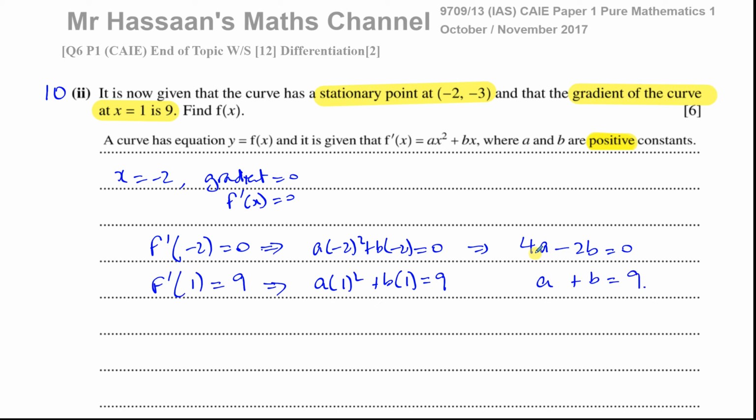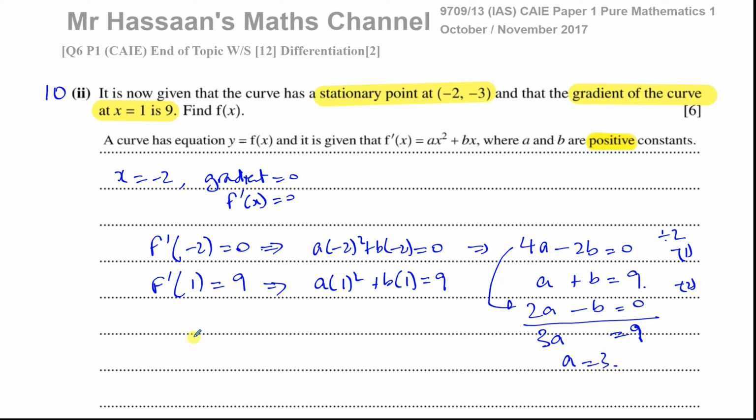So I can take this equation number 1, call this equation number 2. I can take this equation, I can divide it by 2 to make it simpler. So this equation becomes 2a minus b is equal to 0. And if I add these two equations together, I'm left with 3a is equal to 9. That will eliminate the b. So a is equal to 3.